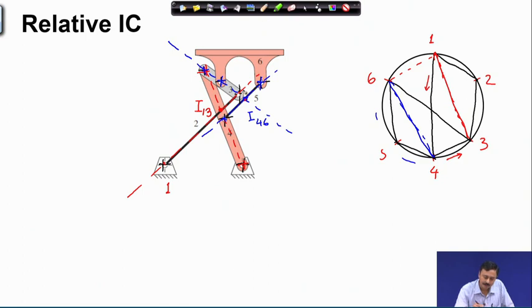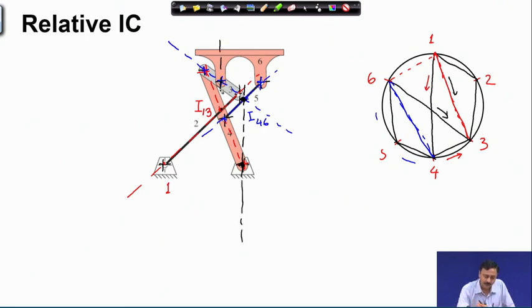So, here I have this as my path. I'm passing through I46, which is this, and I14, which is this. So, this line. So, I16 must lie on this line, and I16 must also lie on I13 and I36. I13 is this, and I36 is this.